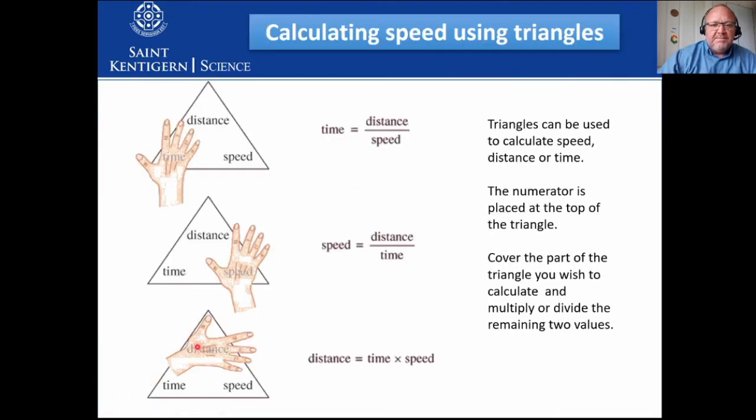Okay, there's another way. You just cover it. So here you can see we want time, so we cover it with our hand. Distance divided by speed. Cover speed, you have distance divided by time, and if you cover distance, you have time times speed gives you the distance.